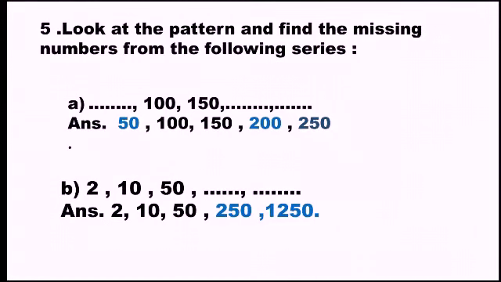I have given 2 examples because you know everything about pattern and series, means number series. You know that there will be some pattern. You have to follow the pattern and find the missing number. So I have given only 2 examples. In the first example, the first place is missing, and the second term and third term are given.